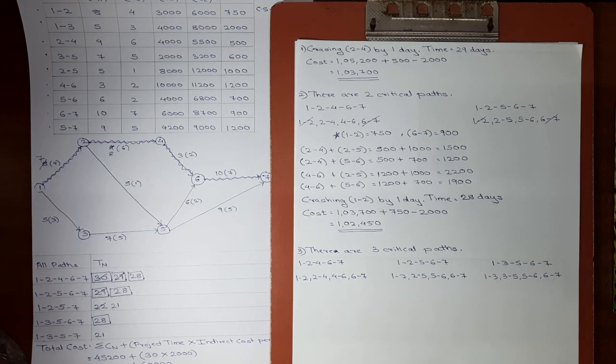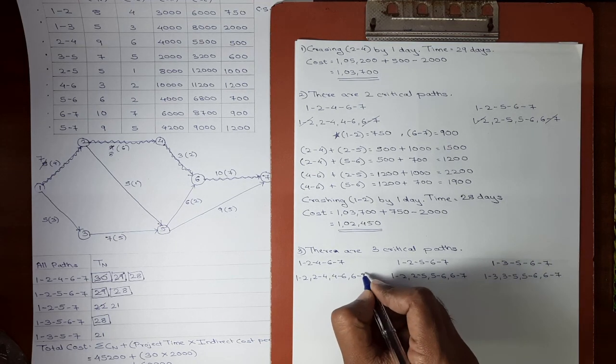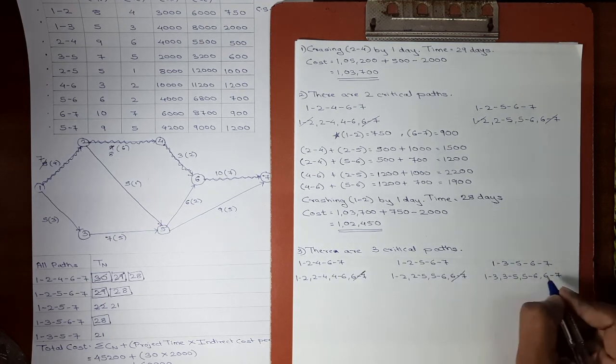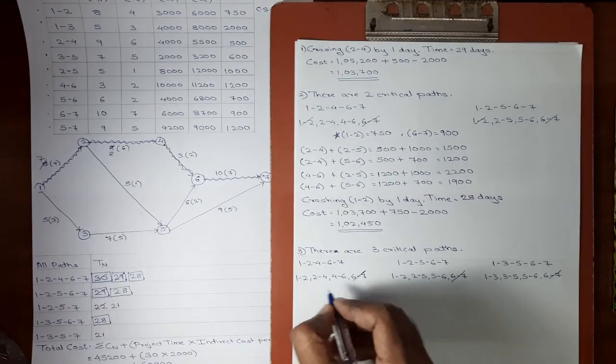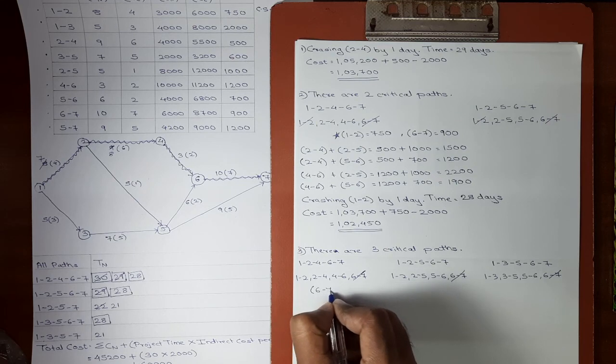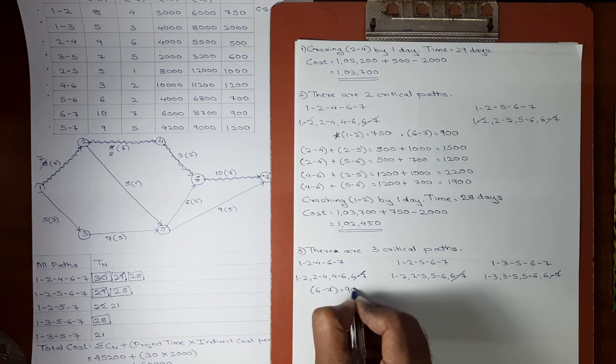So is there any common activity in these 3 paths? Yes, activity 6-7 is common. So we'll just write it once. The cost slope of activity 6-7 is 900. We'll write it down over here. 6-7 is 900.